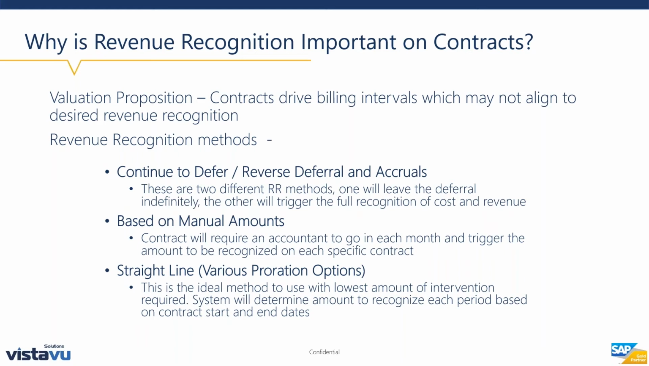Then the second way is completely based on manual amounts. That would require, presumably, someone like a cost accountant to go in each month and trigger the amount to be recognized on each specific contract. And then the last method, and probably the most ideal because it's the one with the least amount of intervention, is some sort of a straight line. I'm going to show you the various options for prorating, but that will recognize into each fiscal period a certain amount based on some subsettings that you'd look at.